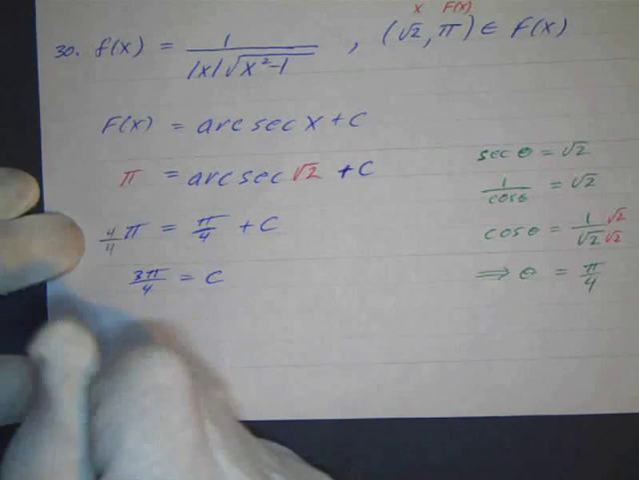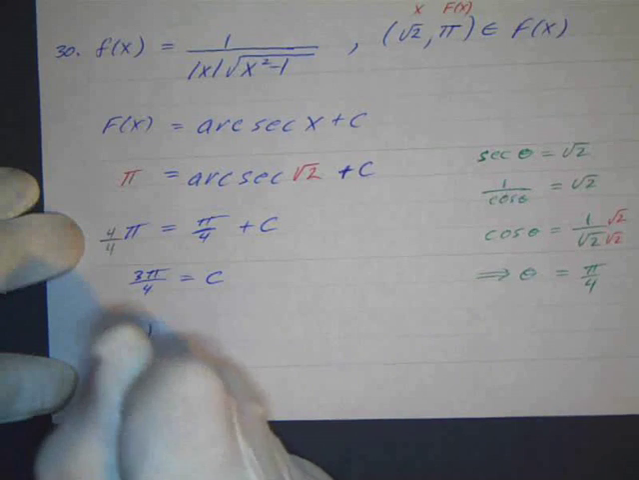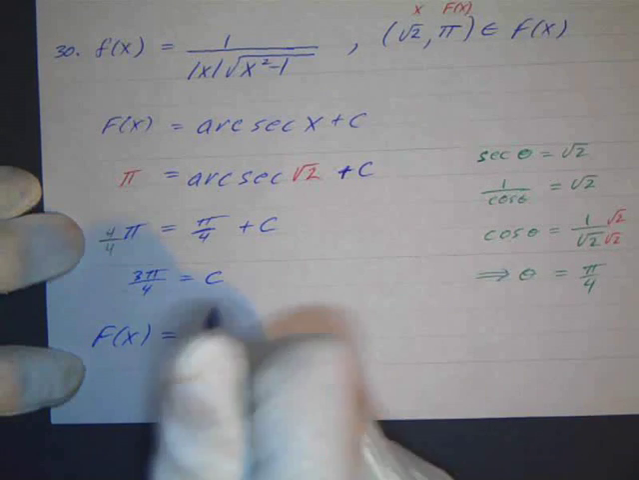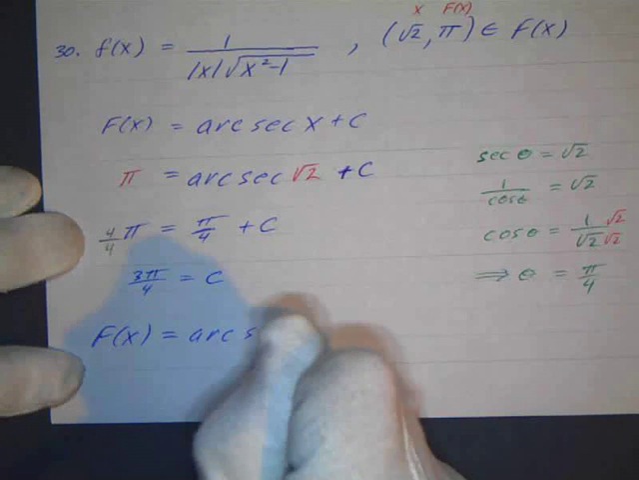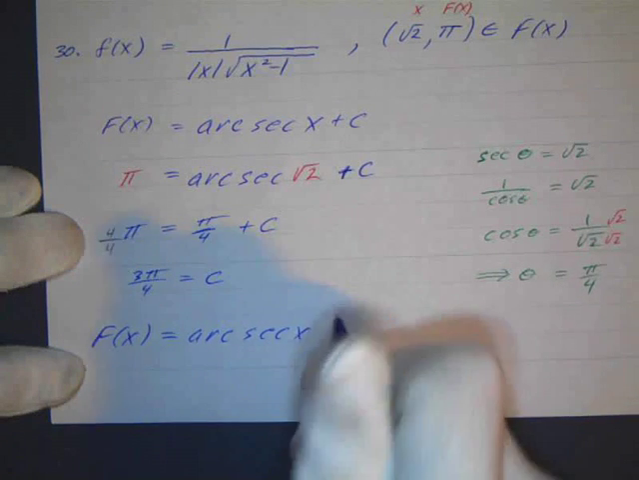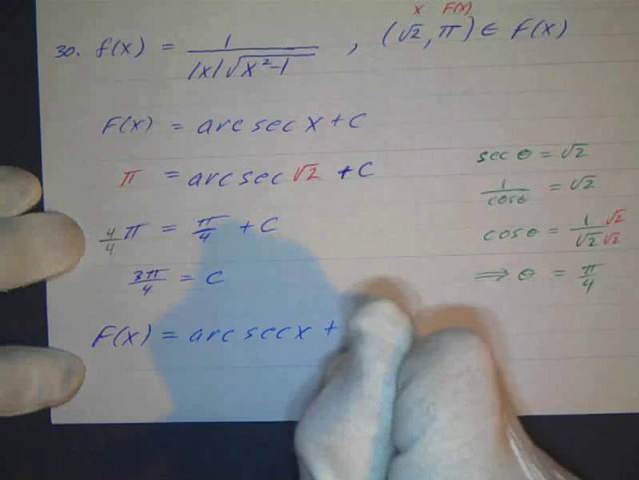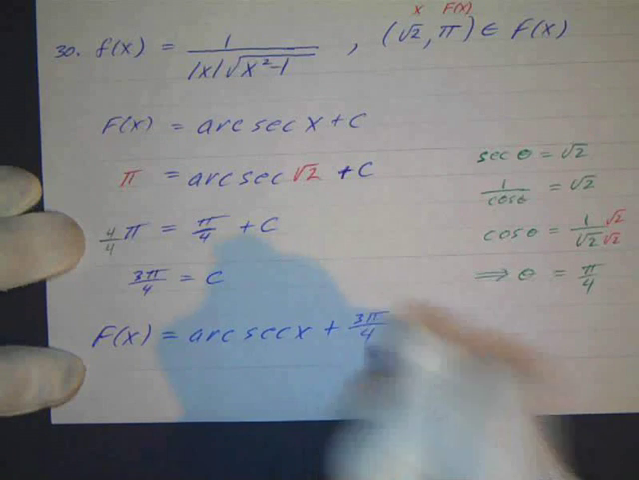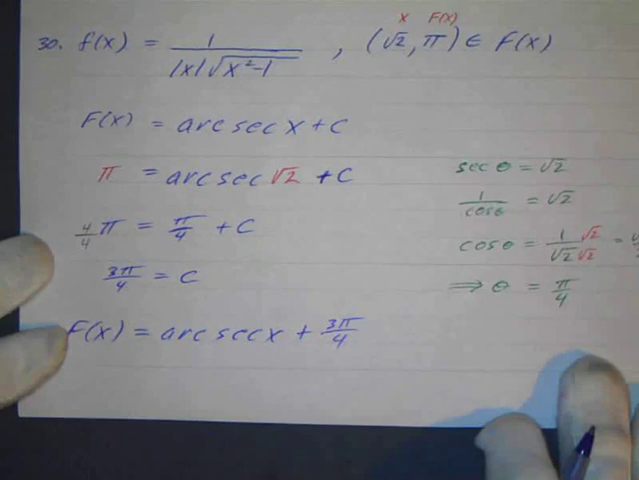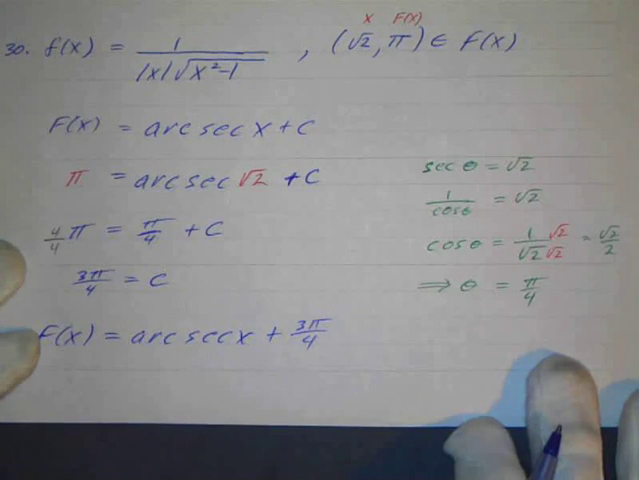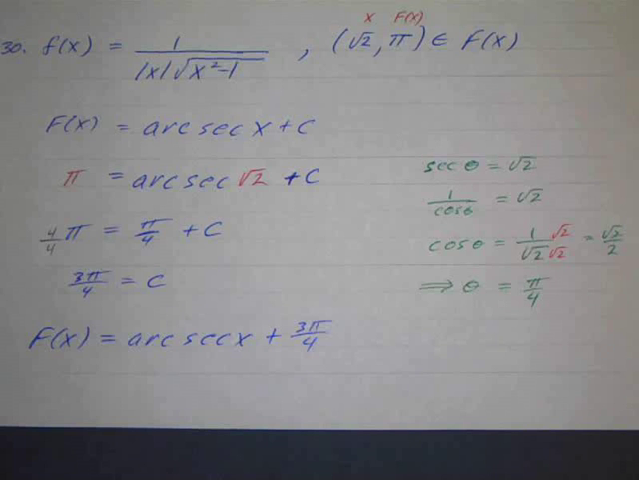So my f of x, or my capital F of x, my antiderivative, equals arc secant of x plus 3 pi over 4. And there you go. Okay, so that's number 30.